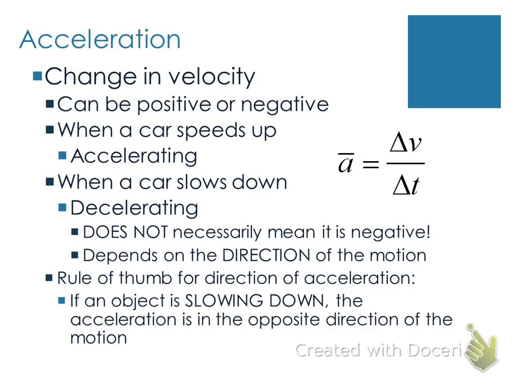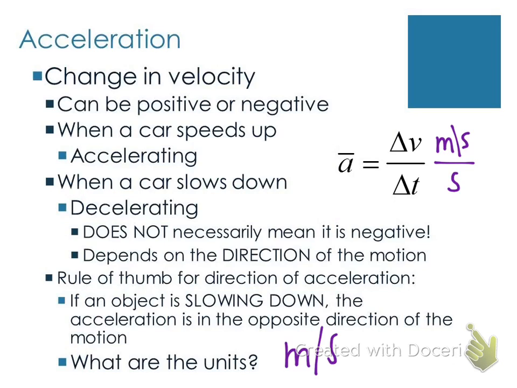Okay, make sure that we have this equation for acceleration down. Acceleration is the change in velocity over change in time. Remember we said acceleration is the rate at which your velocity changes. Okay, so our units for acceleration are meters per second squared, because units for velocity are meters per second. Our units for time are seconds, which gives us an acceleration unit of meters per second squared.